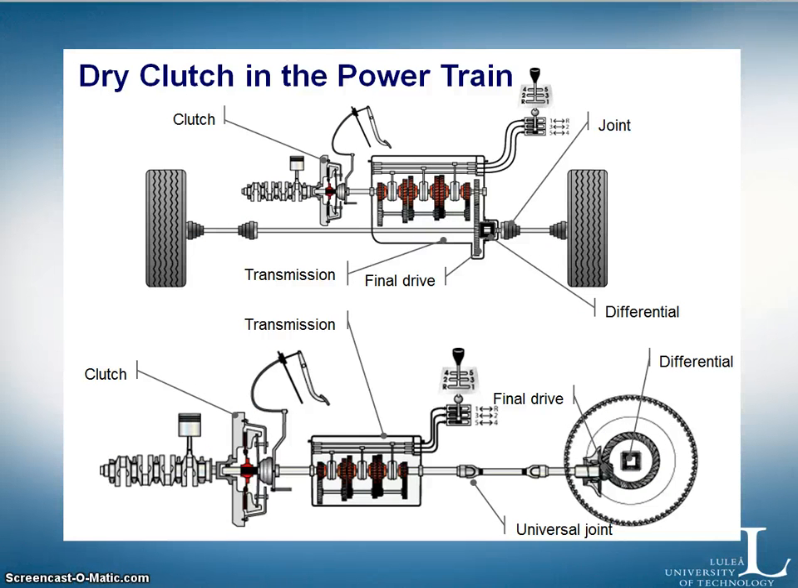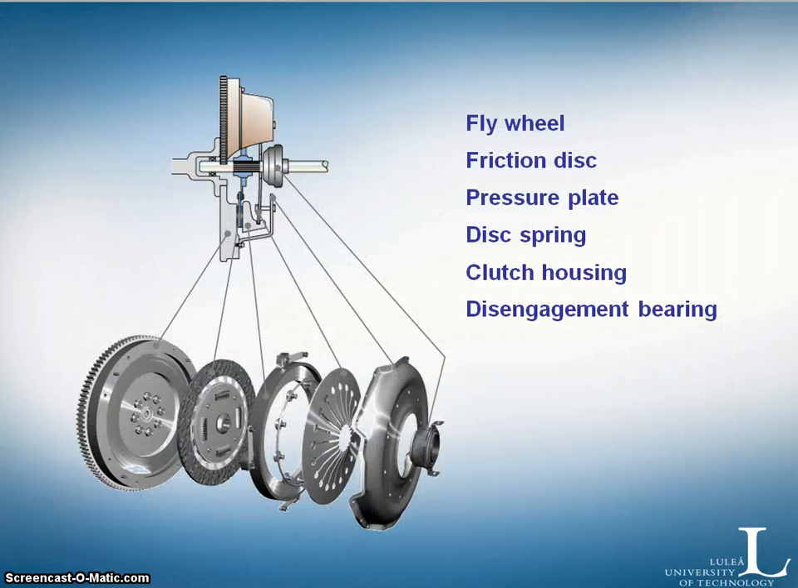The dry clutch in the powertrain. This is similar to the picture I showed earlier, and here you can see a more detailed picture of a front wheel drive car. Please observe that the scale here is not that good. Normally the transmission doesn't need to be this large. This is how it is built up.